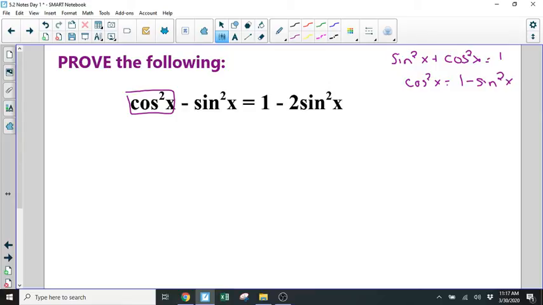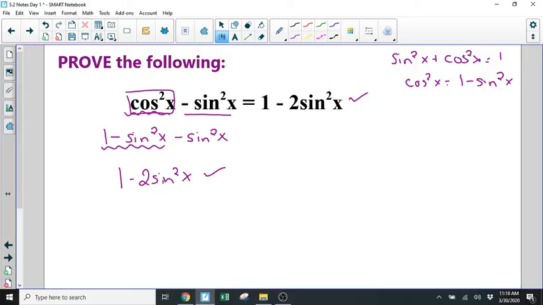And so what I can do is replace cosine squared with its identity, 1 minus sine squared. And we still have the rest of that, which would be minus sine squared of x. Well, then we can put together our like terms. Sine squared and sine squared would be like an x squared and an x squared. I've got minus sine squared and minus sine squared, which would be 2 of them. So 1 minus 2 sine squared x. And actually, we would stop. We already matched the other side.